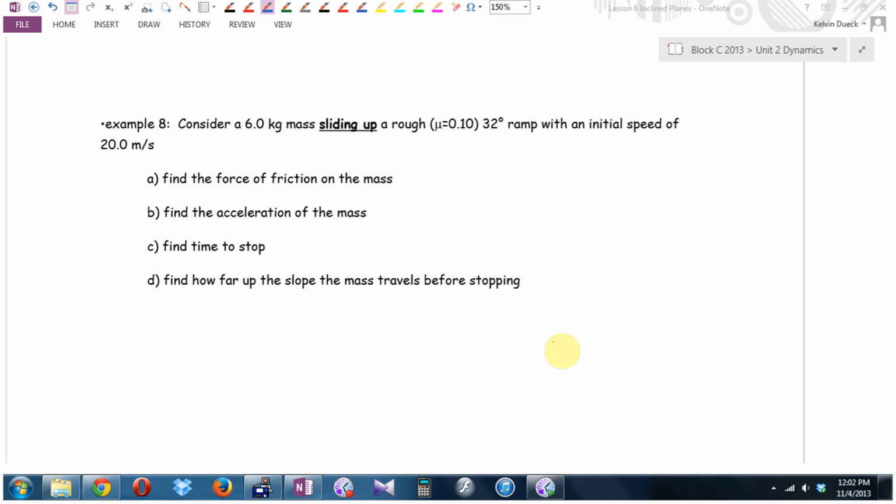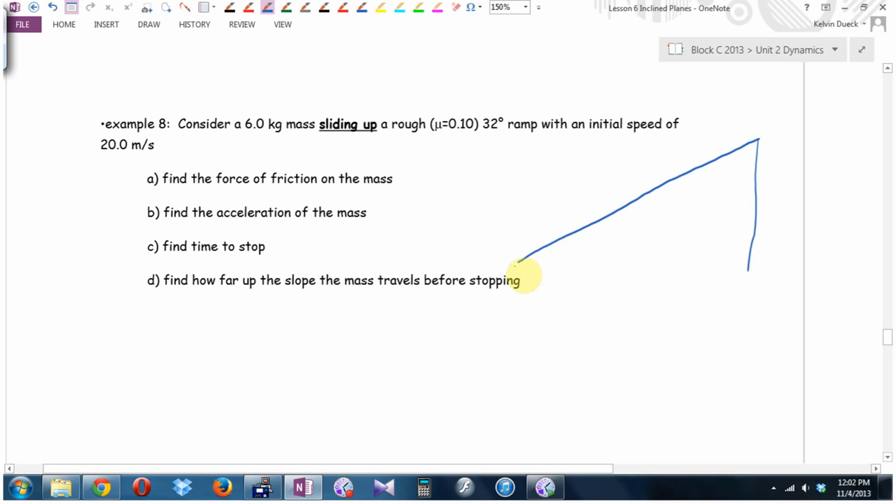I need to draw a little picture. So here's my ramp. Here's my block. Here is the angle of 32 degrees.